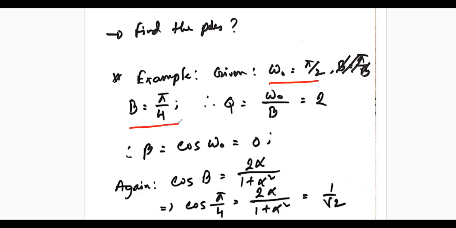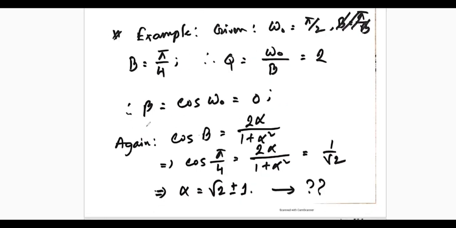Now the value of Q is this one. So Q is equal to omega 0 divided by B. So we have 2. Now from there, we can find the value of alpha and also the value of beta. So what is the value of alpha and beta?